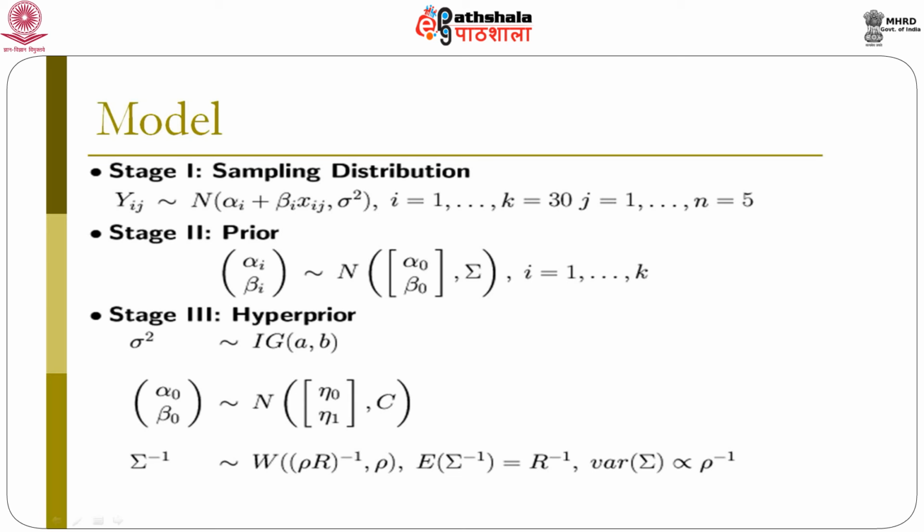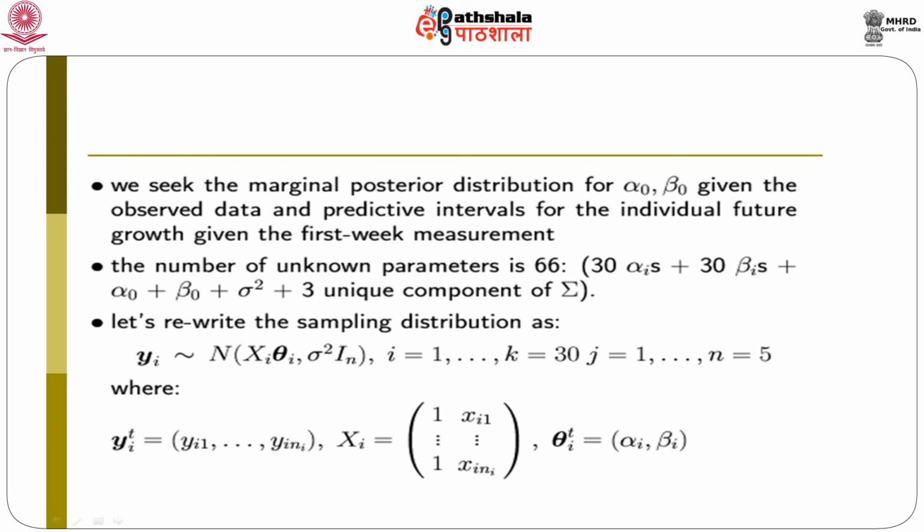So we assume that sigma inverse follows a Wishart distribution with certain parameters like this, and the expectation of sigma inverse equals R inverse, and the variance of sigma inverse is proportional to rho inverse. We seek the marginal posterior distribution for alpha naught, beta naught given the observed data, and predictive intervals for the individual future growth given the first week measurement. The number of unknown parameters is 66. So many parameters. This is the high dimensional problem that is created.